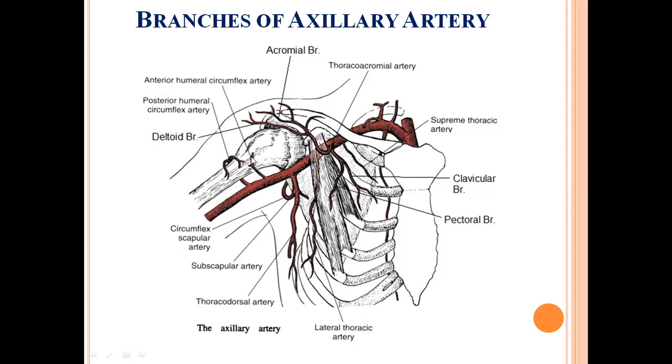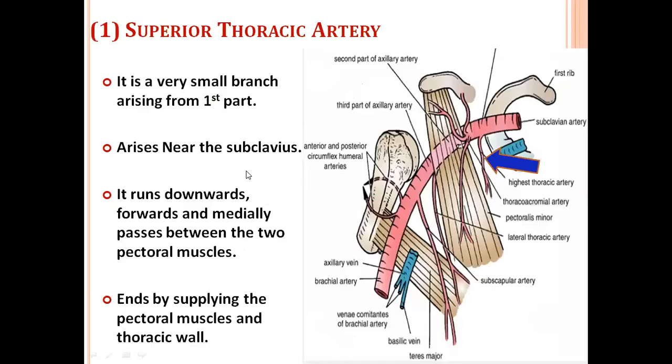Again, you can just clinically correlate it. Suppose the person is falling on an outstretched hand and there is a fracture at the surgical neck of the humerus, these blood vessels may get cut, because of which the healing may be delayed and may lead to necrosis of the bone.